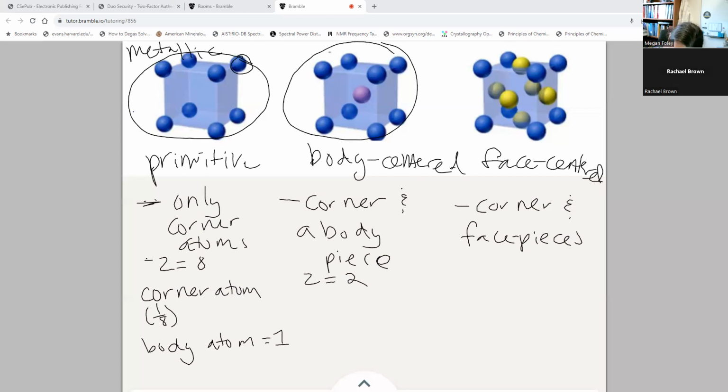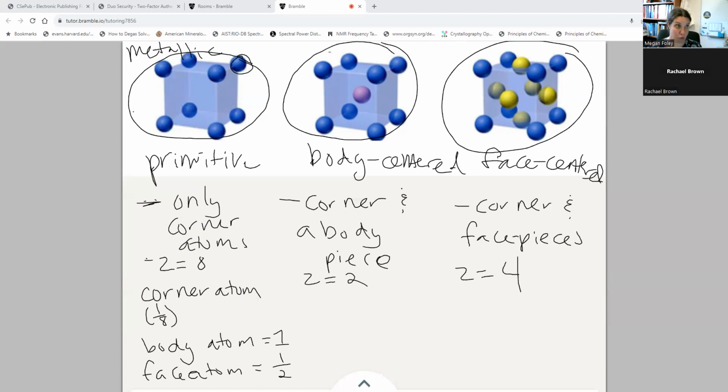So we have 2 atoms total in that unit cell. Our last one, a face-centered. A face piece is on the face. So there's the unit cell that you see it in right now, and 1 more unit cell. So each one of those is going to count for half an atom. There are 6 faces on a cube. So 6 times a half would give us 3. And then we also have our 1 from our corner. So our Z number in the case of a face-centered cubic is going to be equal to 4.